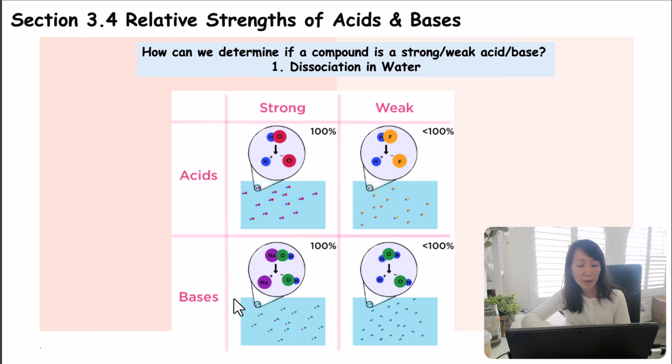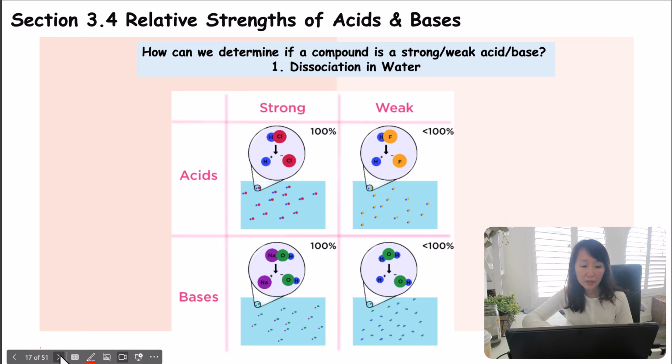And that goes the same for base. Say a base, this NaOH is a base, and the OH completely dissociates from the sodium. Whereas here, with H2O, the hydrogen dissociates and OH minus is formed. This is less than 100%, then we consider that a weak base.